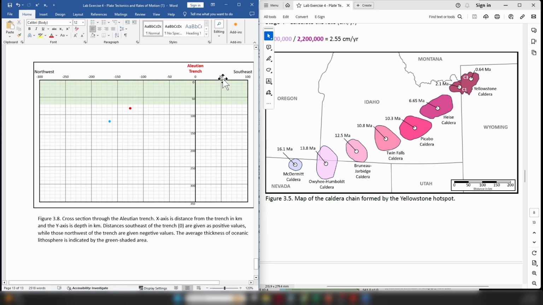Remember, some values will be positive, some values will be negative. So let's, for instance, say that the value you get is minus 50 kilometers, so you know it's going to be right here. And then you're going to get a depth measurement, let's say 50 kilometers, so you know your earthquake occurred right here. Okay, and then you're going to make a point right there simply by drawing.